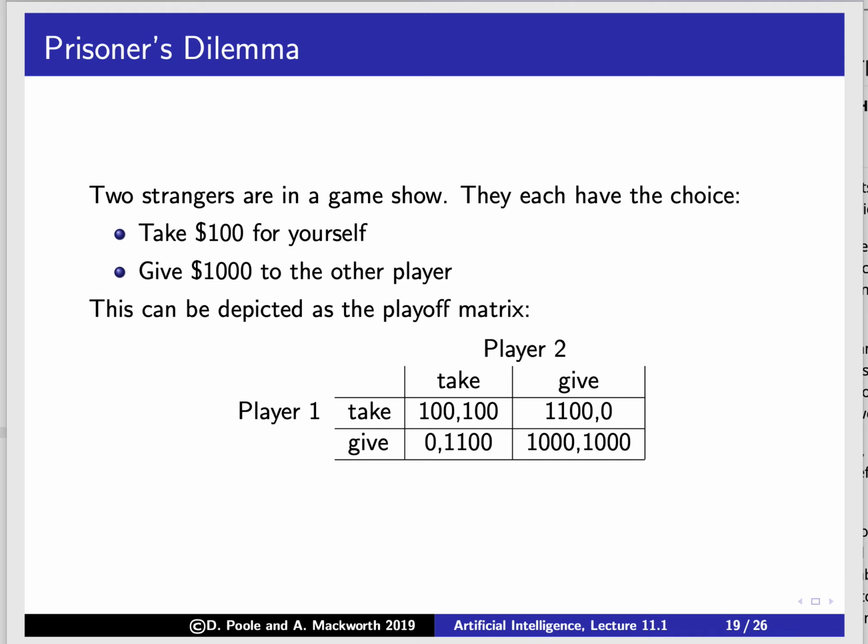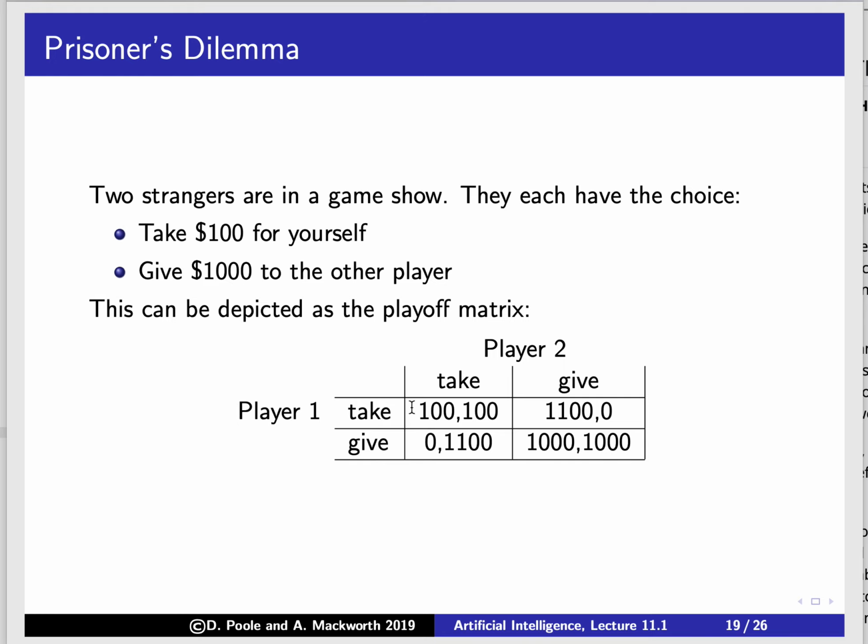And you're assuming you're never going to see that other player again, so you can't ask for it back or to split it. You're basically either taking it for yourself or giving lots more to the other player. Okay, so this can be depicted as this payoff matrix.